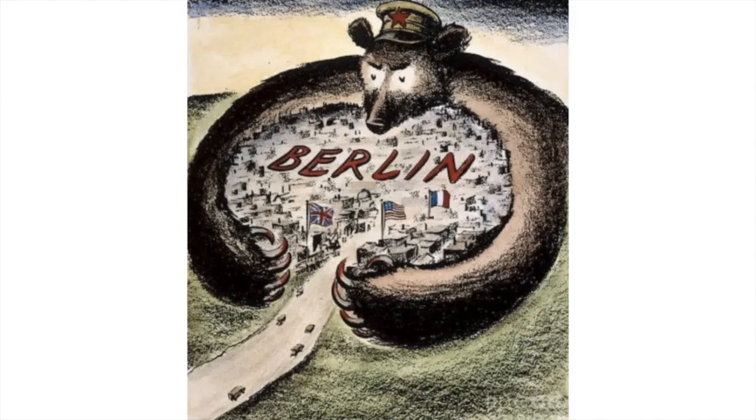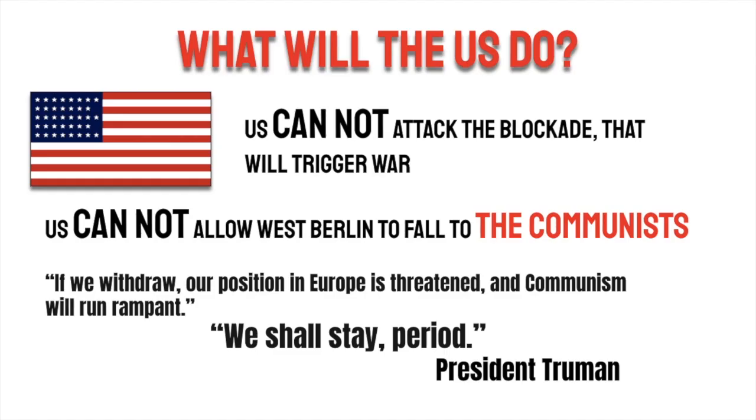Another great political cartoon here shows the Russian bear with his arms and his bloody claws wrapping itself around the city of Berlin, illustrating the blockade. So, with the city of West Berlin cut off from its supplies, what is the United States going to do? Well, what can they do is probably the first question. Not what will they do, but what can they do?